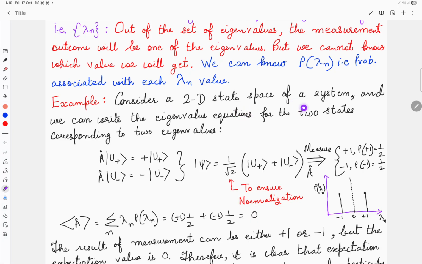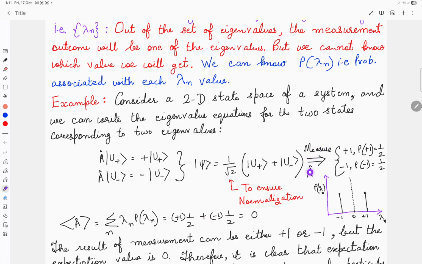Consider a 2D state space of a system, and we can write the eigenvalue equations for the two states corresponding to two eigenvalues. So let's say a 2D quantum system has two eigenvalues. One is +1, the other is -1. For +1, the eigenstate is u subscript plus, and for -1, the eigenstate is, let's say, u subscript minus. So we can write the eigenvalue equations like this, and we can also write the ket psi state, which is a superposition of the eigenstates, like this. This 1 over root 2 factor is there to ensure normalization.